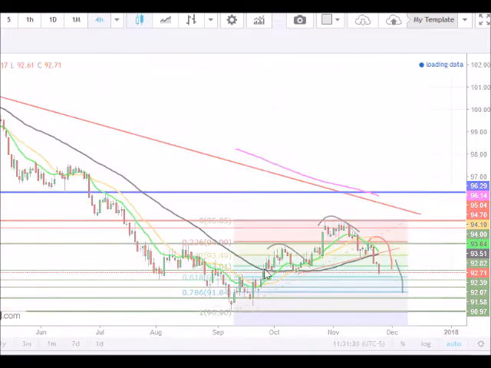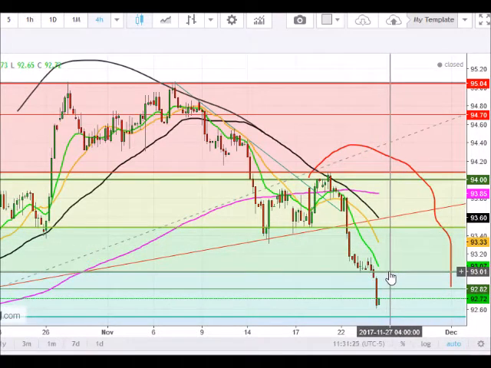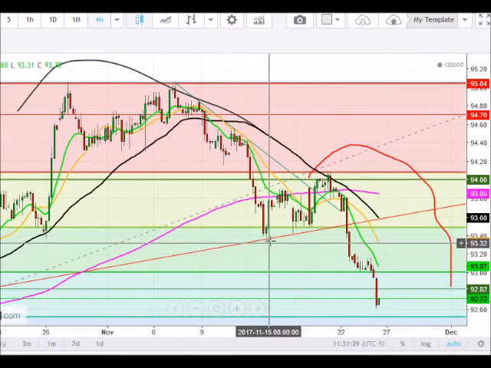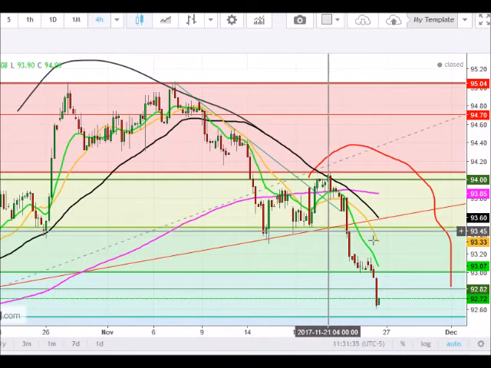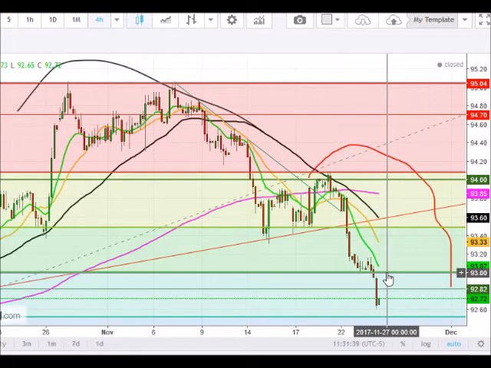Looking at the 4 hour time frame, I'm seeing that there's a lot of resistance here near that 93 level. Beyond that, if we happen to get up to that level, then we'll be looking at challenging 93.30, 93.40, which is where the previous support levels were lying here. So that's going to be a lot of effort here.